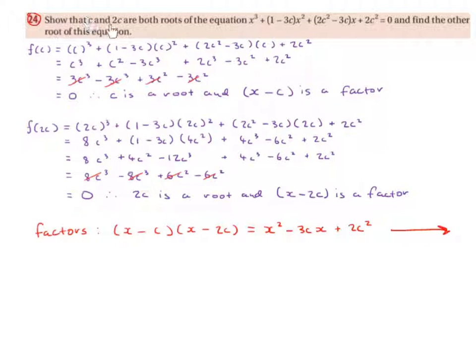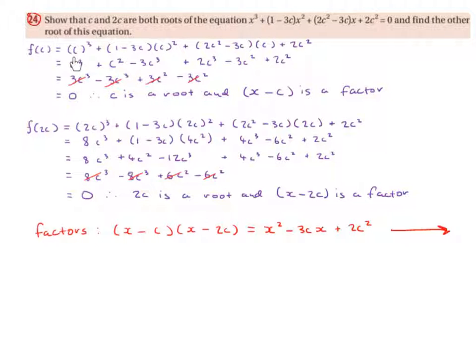Show that c and 2c are both roots of the equation x cubed plus (1 minus 3c) times x squared plus (2c squared minus 3c) times x plus 2c squared is equal to 0, and find the other root of this equation. So we're going to start with c, and we're going to substitute c into our equation and show that it equals 0.